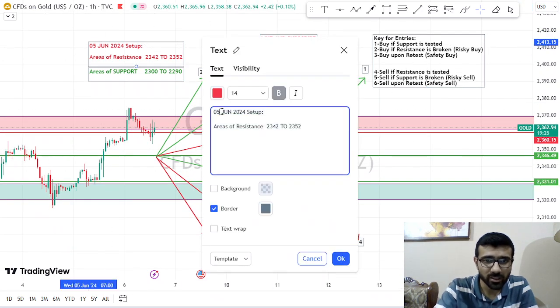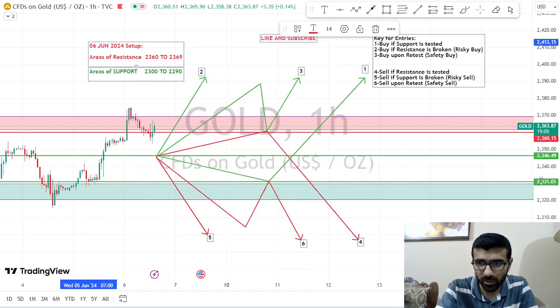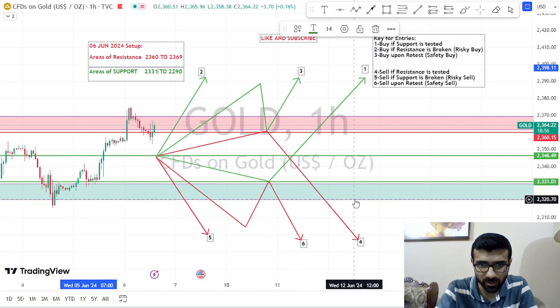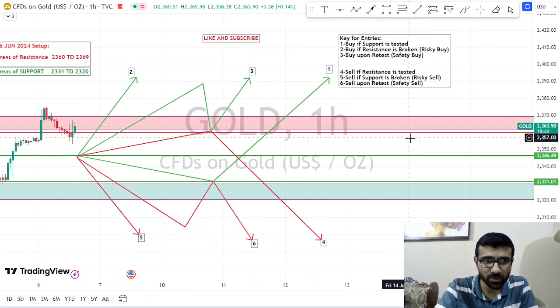Now let me mention the new area of resistance for the 6th of June, which will be 2360, and the major area of resistance will be 2369. The major area of support will be 2331, and the other major area of support will be 2320. Okay, so that's all for gold for today.